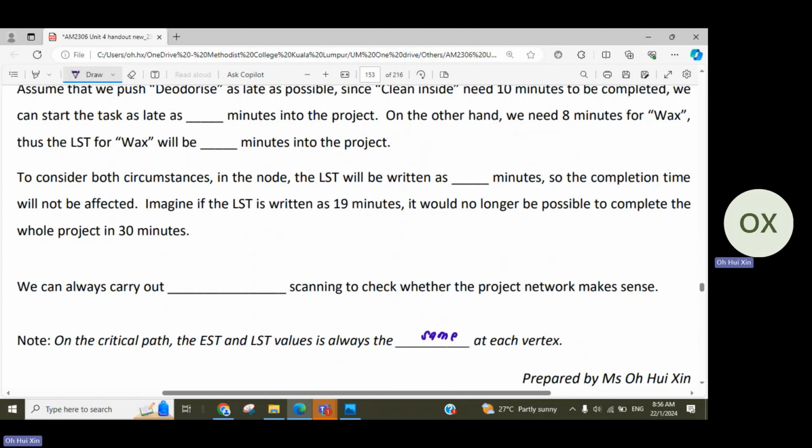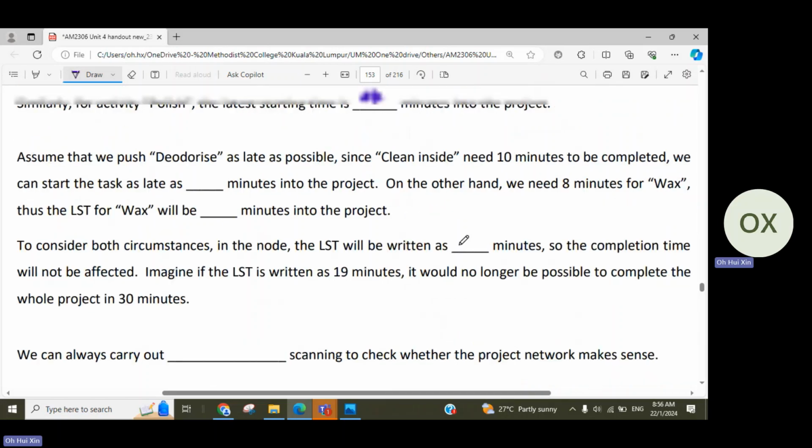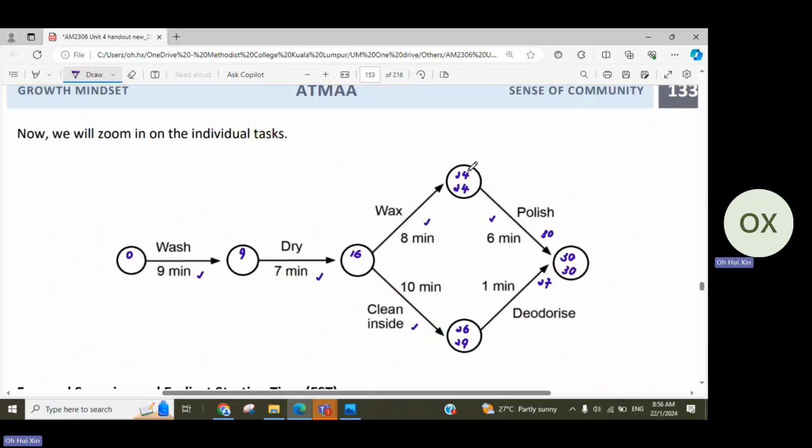Yeah, because polish is a critical activity, so that's why you see that the EST and LST are the same. Okay, so now we move on to this part, to look at waxing and also clean inside. Now what we do is assume that we push deodorize as late as possible.